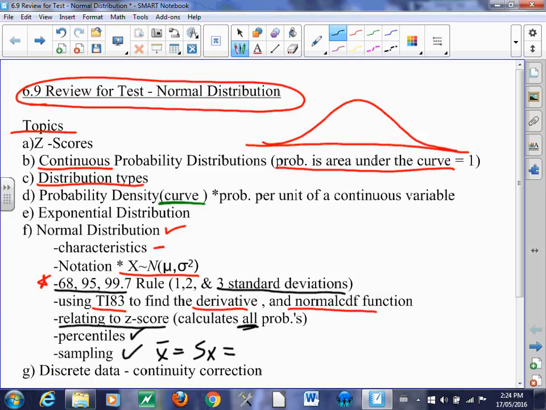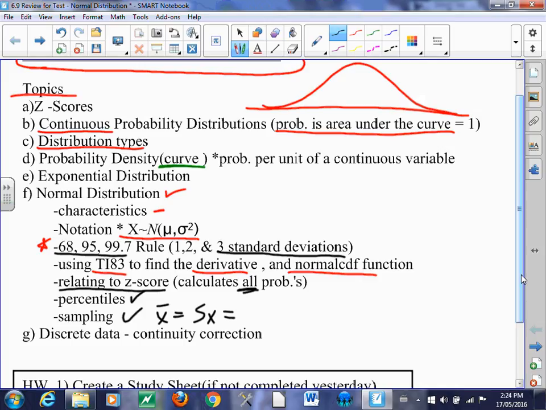And last but not least, to deal with discrete data, we used the continuity correction. So don't forget, we take CC, and how do we know we have discrete data? It's the number of something. So number of people, number of gadgets, number of books, okay?